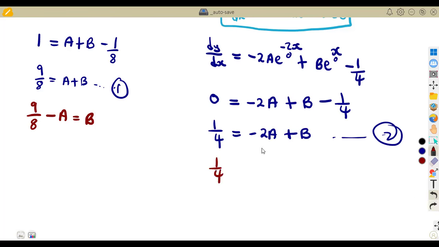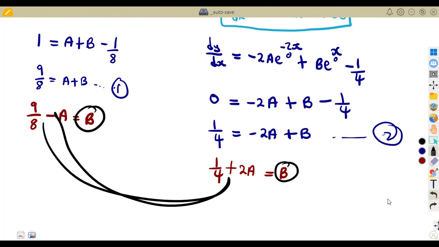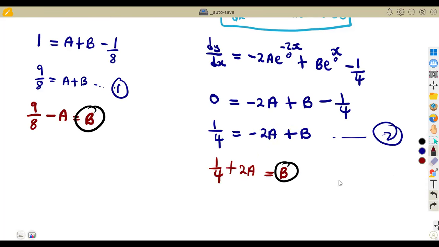1 over 4 transpose negative 2. This side is going to be a positive. So that will be positive 2A is equal to what? Is equal to B. So there is no way that these two will be equal. This B here and this B here are the same. If these two are not equal, it means these two are also equal. So we have formed an equation.